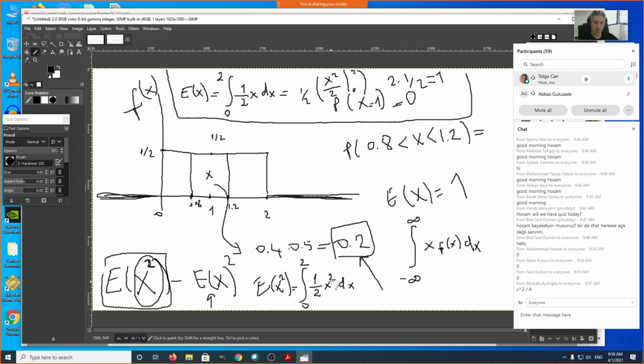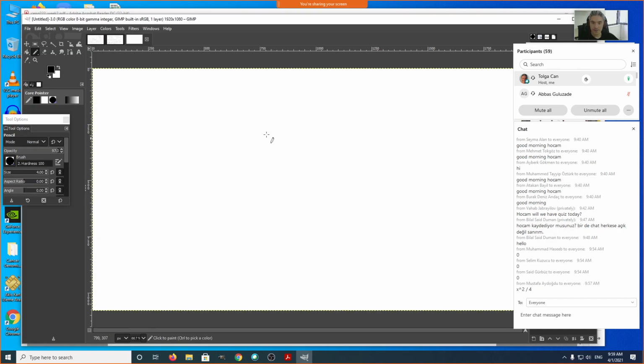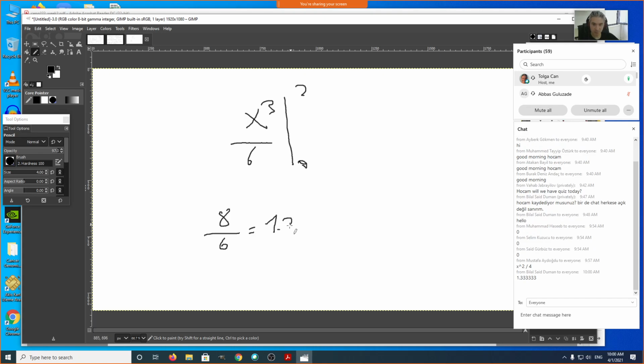So this is going to be x cubed divided by 6, right? Let me write it in a new place. x cubed divided by 6 from 0 to 2. This one is 0, so it's going to be 2 cubed, 8, divided by 6, right? Which is 8 divided by 6, 1.333. Yeah, it's going to be 1.3333. So this is the variance. Take the square root of this, you're going to get the standard deviation.